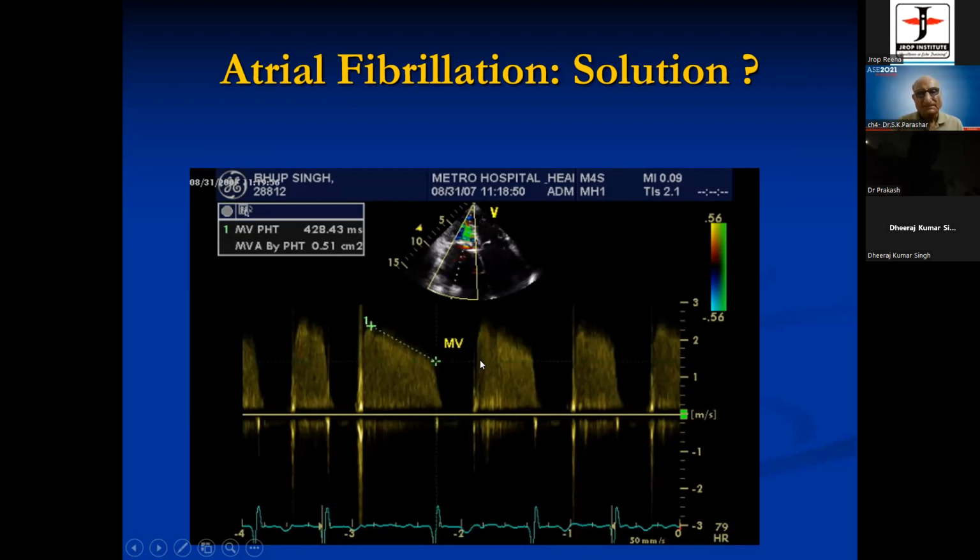you will get one complex which is wide, and here you can see a nice slope. And you see here we measured it. It is 428 milliseconds, and 220 by 428 is 0.5 centimeters square. So these are the two important problems which you will face.